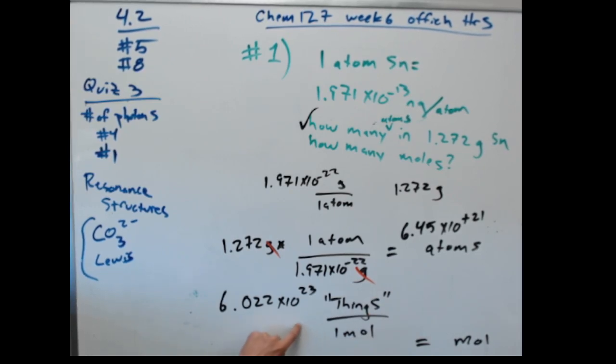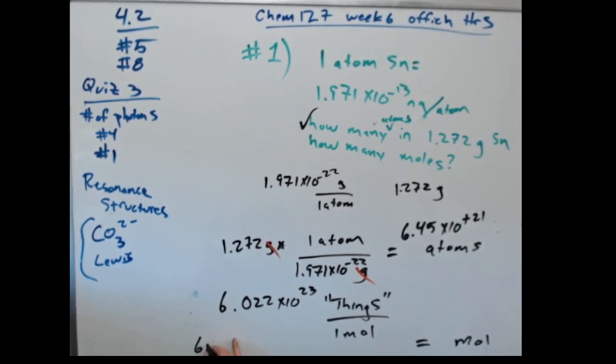I'm going to have to divide by this thing, right? This has moles on bottom. I want moles on top. So that means I have to divide by this to get moles on top. So when I do my math, I'm going to have my 6.45 times 10 to the 21 atoms times 1 mole divided by 6.022 times 10 to the 23rd atoms.